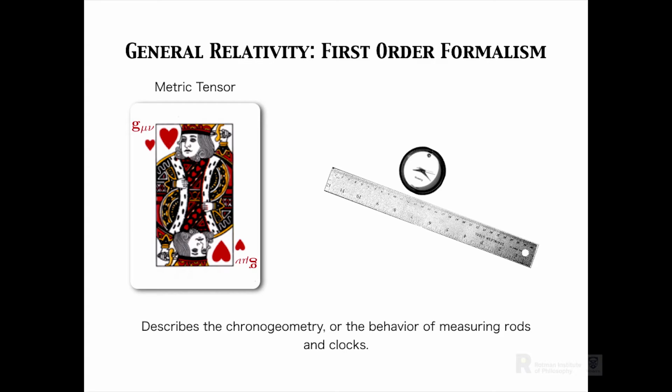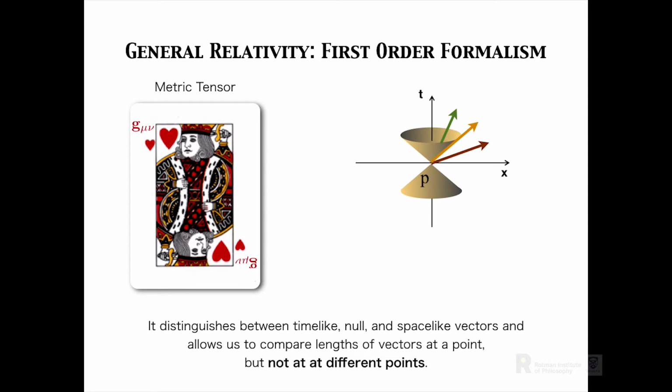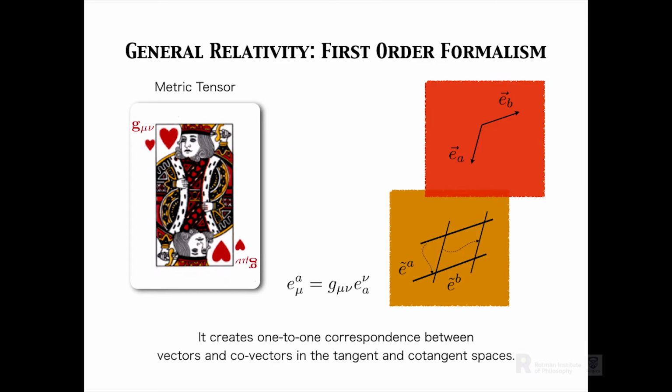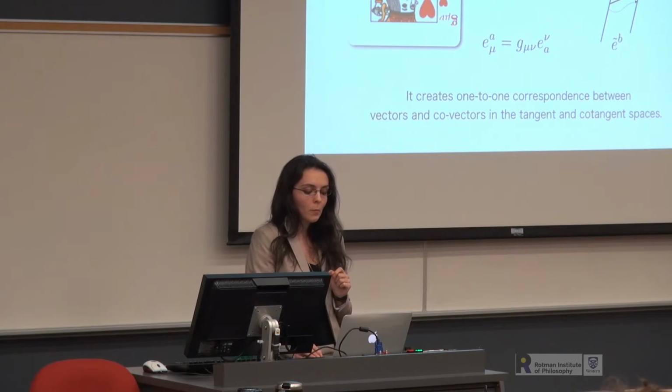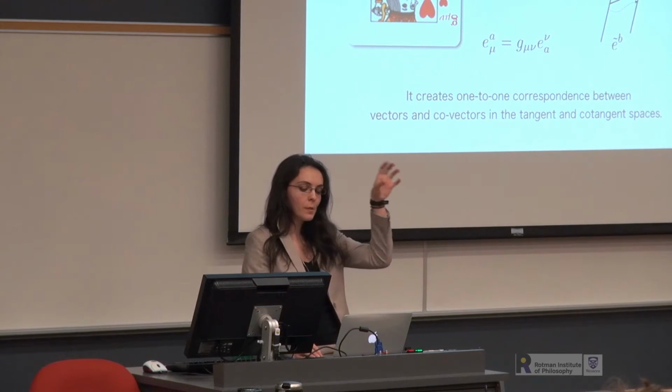So the metric tensor represents the chronogeometry of space-time. It tells us how measuring clocks and rods behave. It distinguishes between time-like, space-like, and null vectors at a point, but not at different points, so it's a local quantity. It also creates a one-to-one correspondence between the basis vectors and covectors. So we can move from one space to the other.